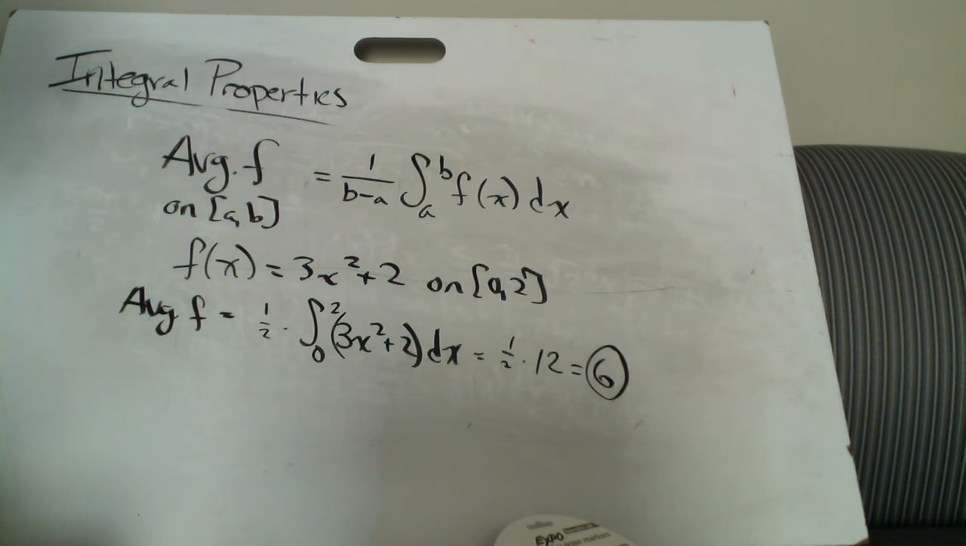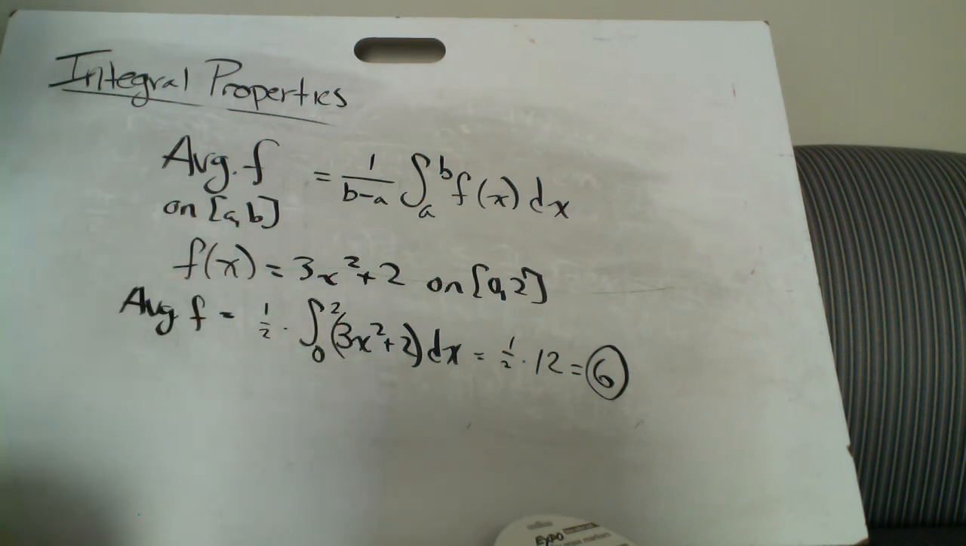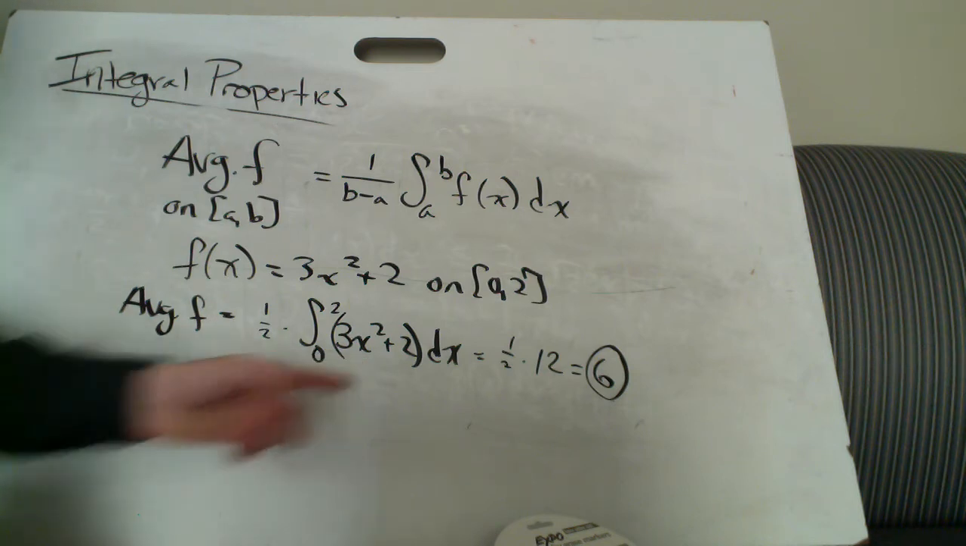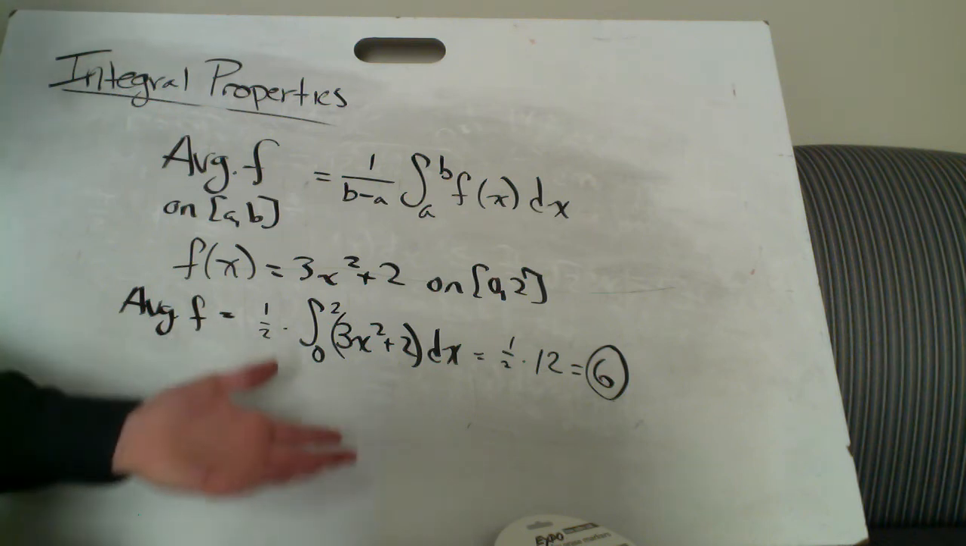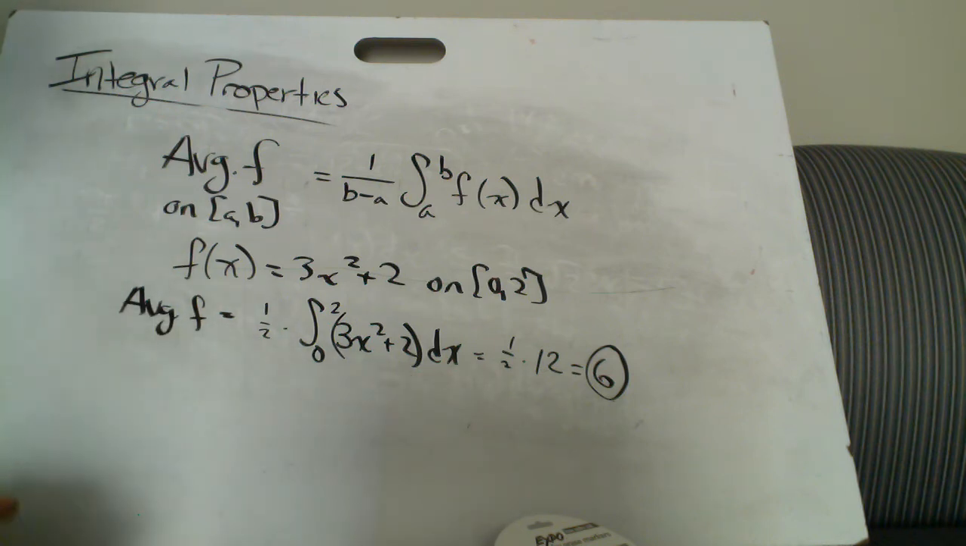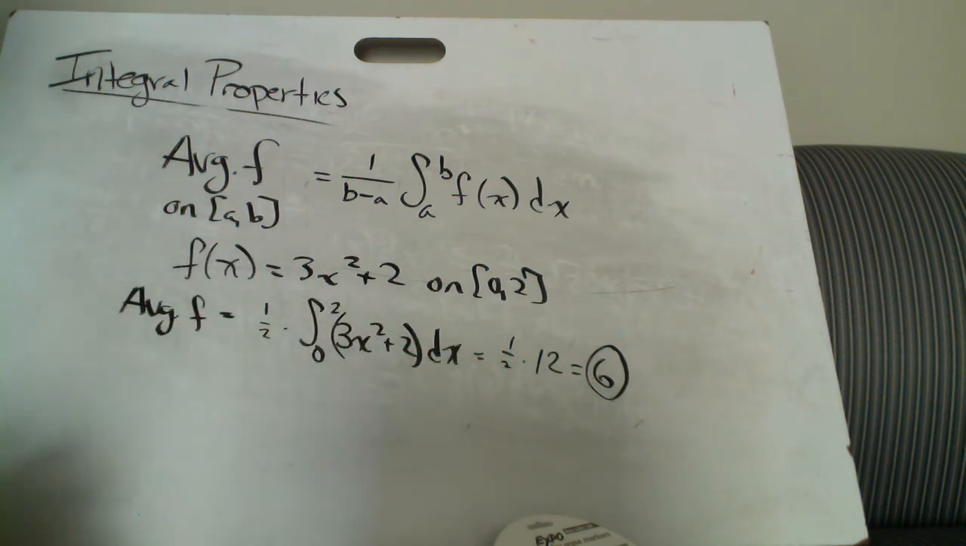So the average value of this function on this interval is 6. Does that make any sense to us? Well, if we plugged in 0 to this function, we'd get 2. If we plugged in 2 to this function, we'd get 14. So it should probably be somewhere between 2 and 14. And 6 is, so that's really good. If we got some number that wasn't between the minimum and maximum, that would be really bad. It wouldn't be the average, right?